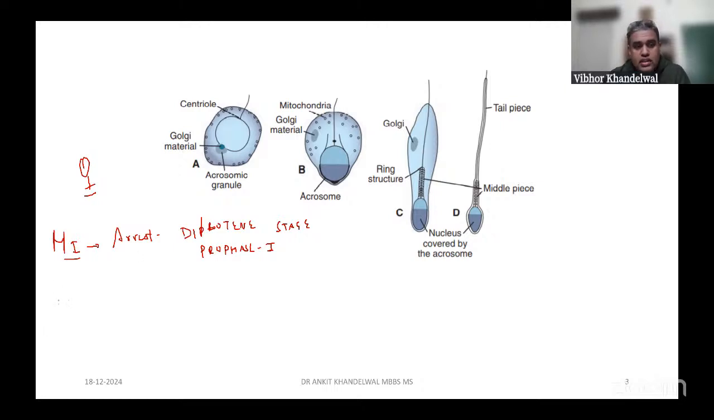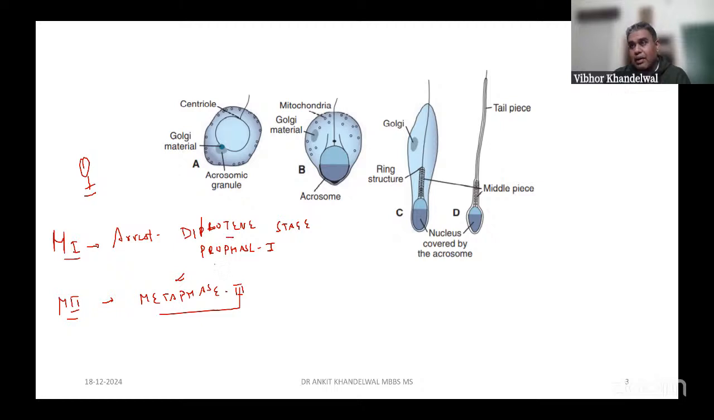And the meiosis 2, when this will start, then this will again get arrested. Where? It will get arrested in metaphase 2. So please do remember these two basic things that have come a lot in your MCQs, and they are obviously quite important. Arrested means it gets stuck there for some time. So first meiosis in diplotene stage of prophase 1, and second meiosis in metaphase.